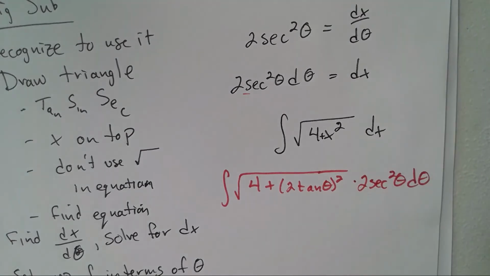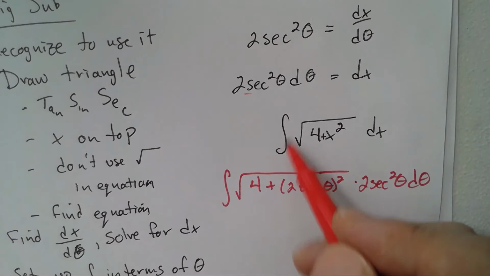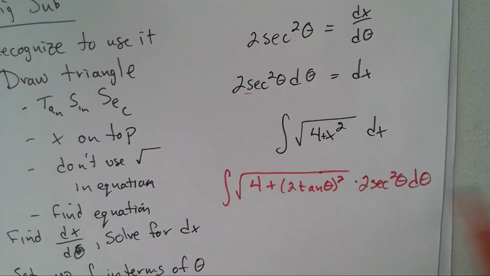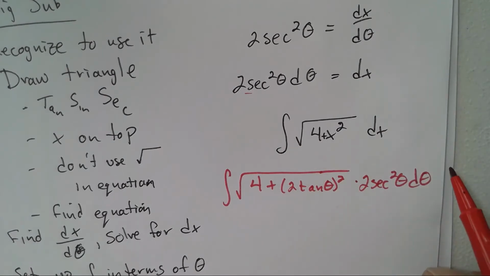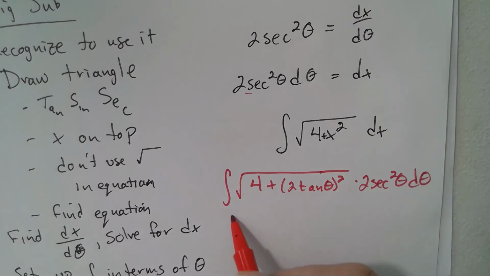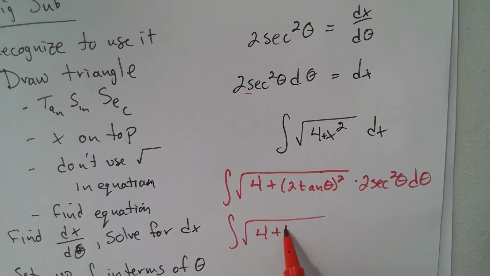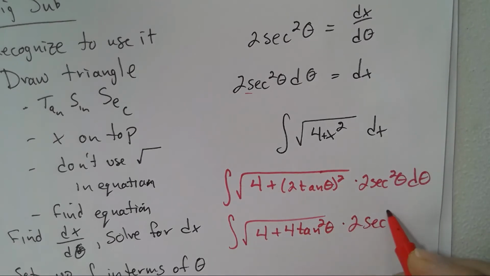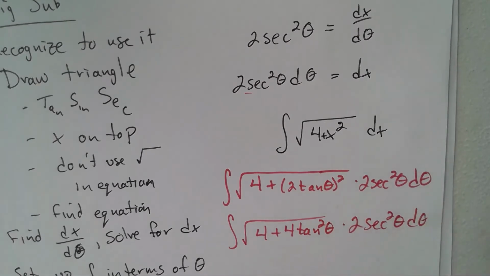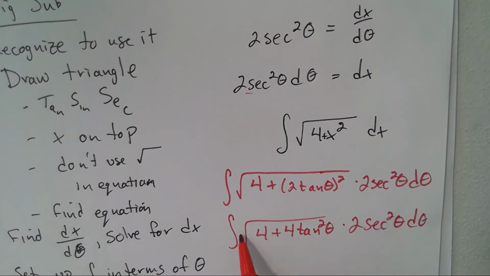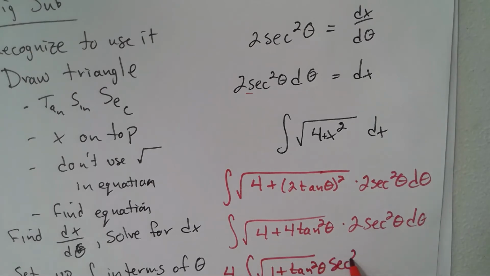Alright, we've taken a nice, clean integral and turned it into all of this with the hopes of figuring out what the antiderivative is. Integral of the square root of 4 plus 4 tangent squared theta times 2 secant squared theta d theta. You could pull a 4 out, take the square root, so that becomes a 2 on the outside. And then there's another 2, so 4 times the integral of the square root of 1 plus tangent squared theta, secant squared theta d theta.